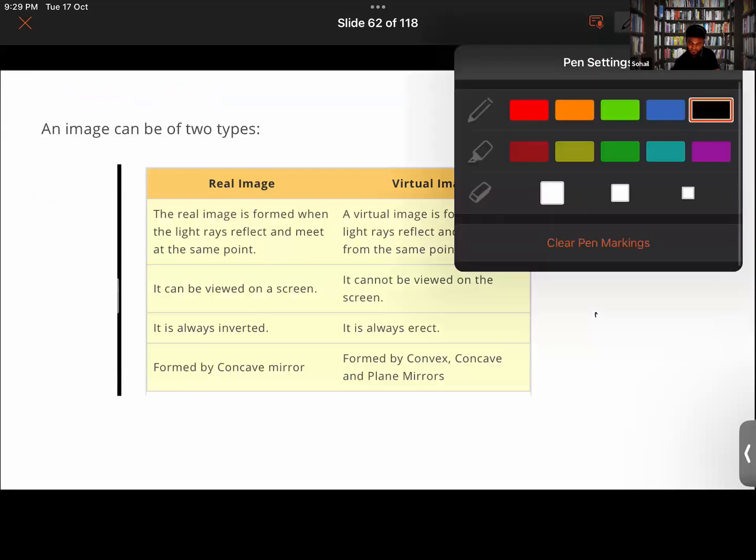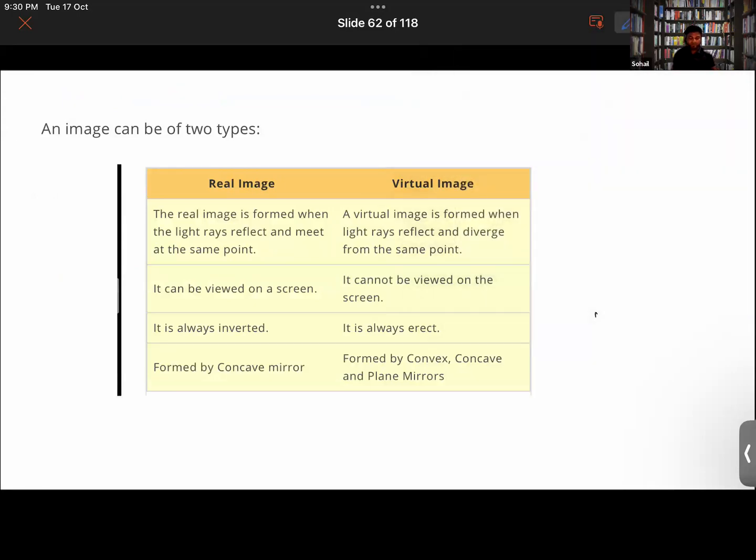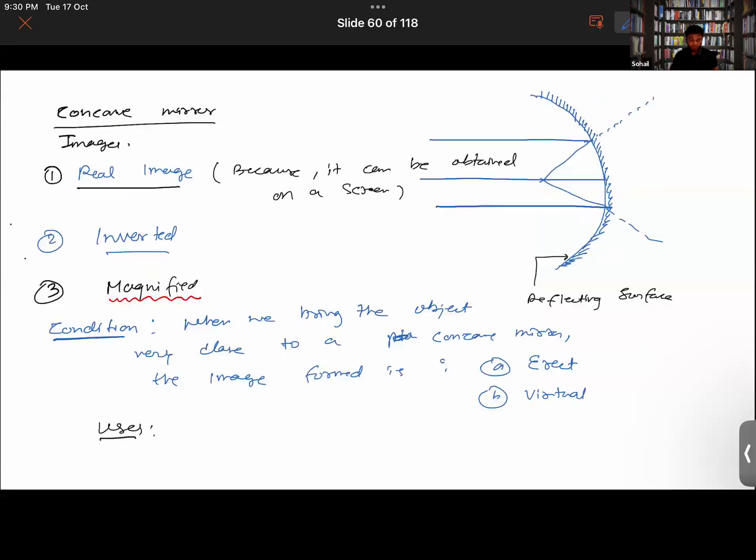Now let's quickly summarize the difference between the real image and the virtual image. An image that is formed when the light rays reflect and meet at the same point is a real image, while a virtual image is formed when the light rays reflect and diverge from the same point. A real image can be viewed on a screen. It is always inverted and formed by a concave mirror.